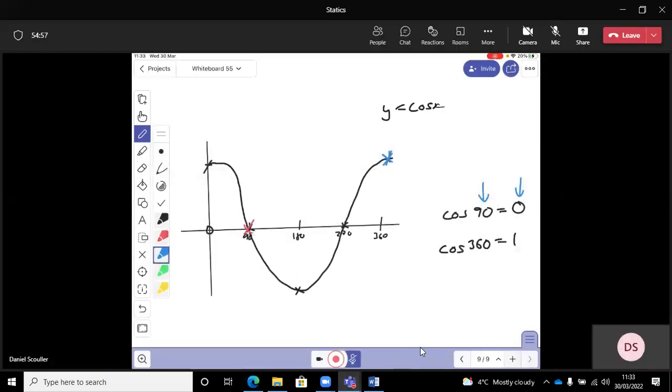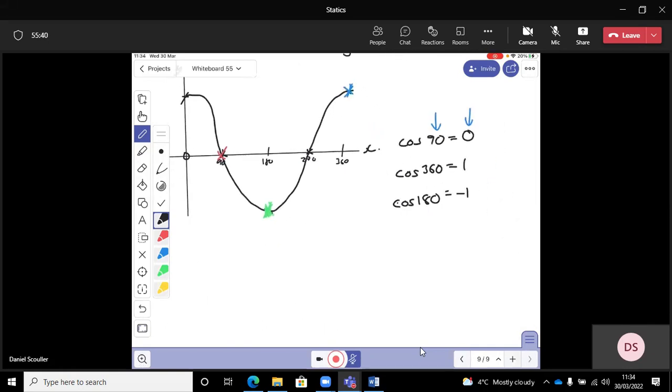And when x is equal to 180, y is equal to -1. So it's about knowing the shape of the graph, and it's about knowing what the milestones of the graph are. Okay, and not overthinking it. So when x equals 90, the cost graph is equal to 0, the y value is equal to 0.